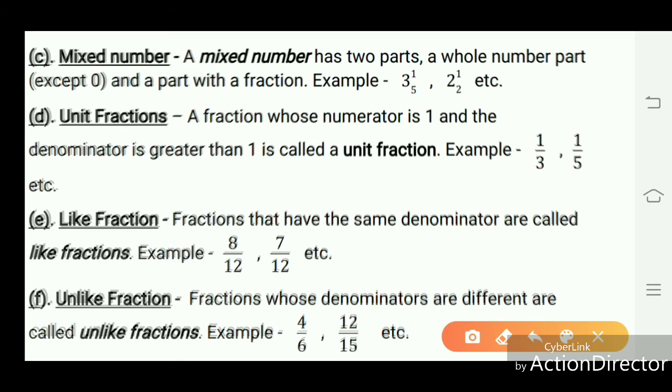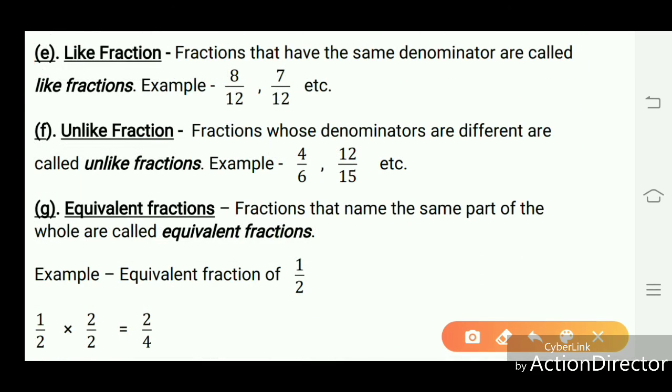Now the fourth type of fraction is unit fractions. A fraction whose numerator is 1 and the denominator is greater than 1 is called a unit fraction. Example, 1 upon 3, 1 upon 5, etc. In the first example, 1 upon 3, the numerator is 1 and the denominator is 3. So 3 is greater than 1. So we say that fractions having 1 in the numerator are known as unit fractions.